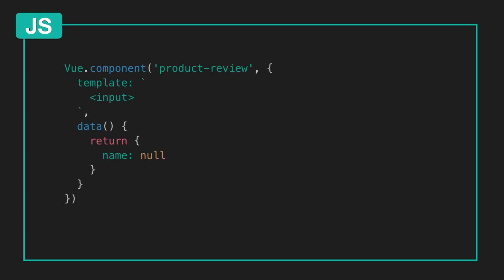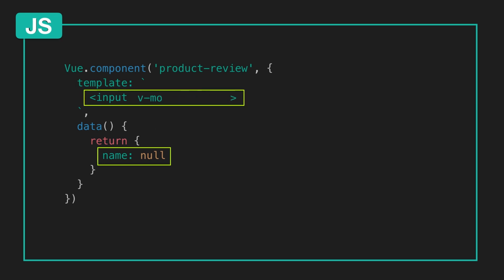We'll start off making a new component called product review, because this is where our product reviews are going to happen. So far, we just have an input in our template and then this name data below. We want whatever the user types into the input to be bound to this name data. In lesson 2, we learned about binding with v-bind, but that was only for one-way binding, from the data to the template. But now we want whatever the user inputs to be bound to name in our data. In other words, we want to add a dimension of data binding from the template to the data.